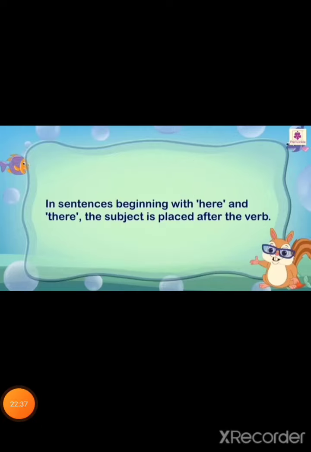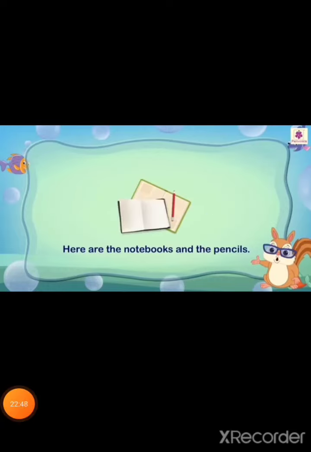Okay. In sentences beginning with here and there, the subject is always placed after the verb. For example, here are the notebooks and the pencils. So the subjects are notebooks and pencils. So the verb which will follow after the notebooks and pencils is the plural verb. So, here are the notebooks and the pencils.